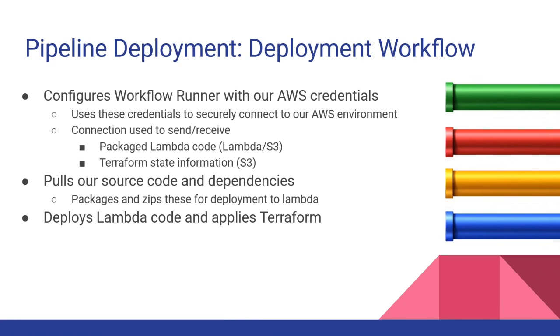And lastly, the deployment workflow part of our pipeline. It configures our workflow runner with our AWS credentials, and it does this through GitHub secrets. You can save secrets in each GitHub repository, and it encrypts them so no one else can see them. But the workflow runners can easily access those secrets, so we save all of our credentials in those, and that's where our workflow runner picks them up from. We use these credentials in both the Lambda code, the AWS commands and the Terraform commands. Both of those need credentials to connect to our AWS so that they can see the state file that is out on AWS.